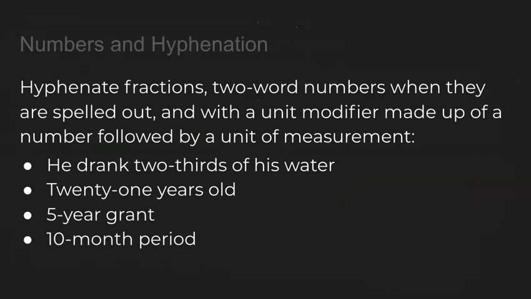A number of numbers are hyphenated, so you'll want to hyphenate fractions. He drank 2/3 of his water would be an example of that. You hyphenate two-word numbers when they are spelled out, so twenty-one years old: 21 is spelled out, so you should have a hyphen between both of those. And you hyphenate with a unit modifier made up of a number followed by a unit of measurement: 5-year grant, 10-month period.